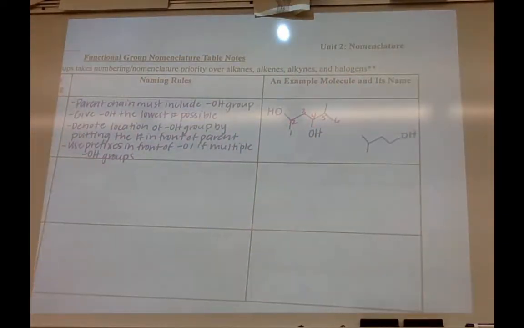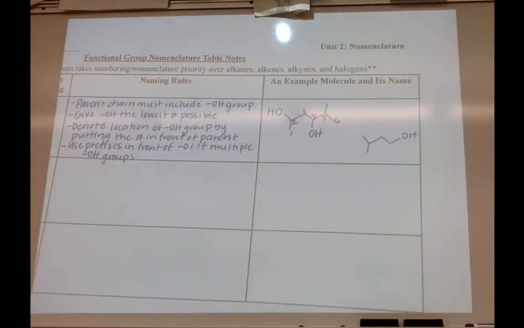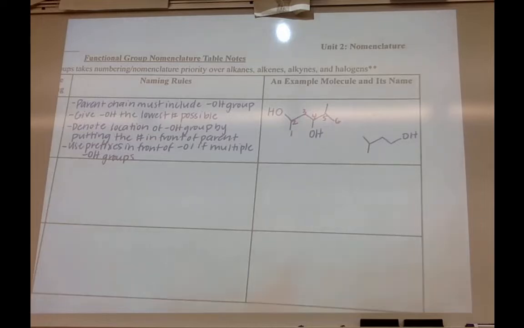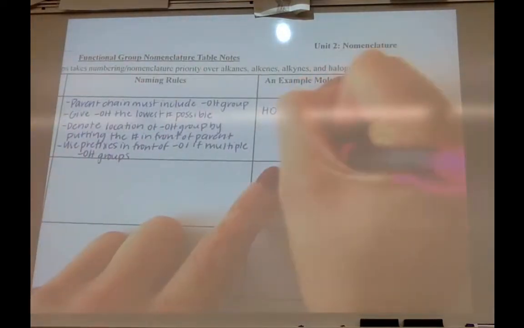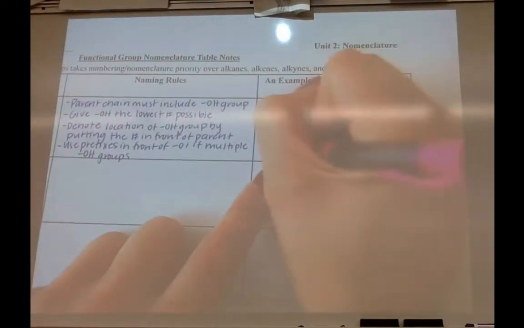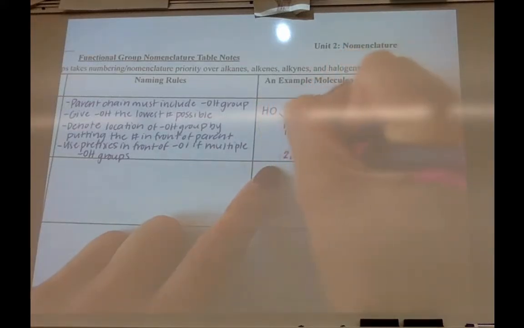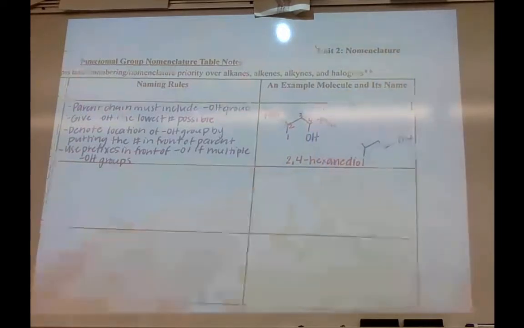Because there are 2 OHs, it becomes a diol. What is 6 carbons? Hexane. The parent name of this is hexane diol, all one word. So it would look like 2, 4, hexane diol. That's the parent chain.